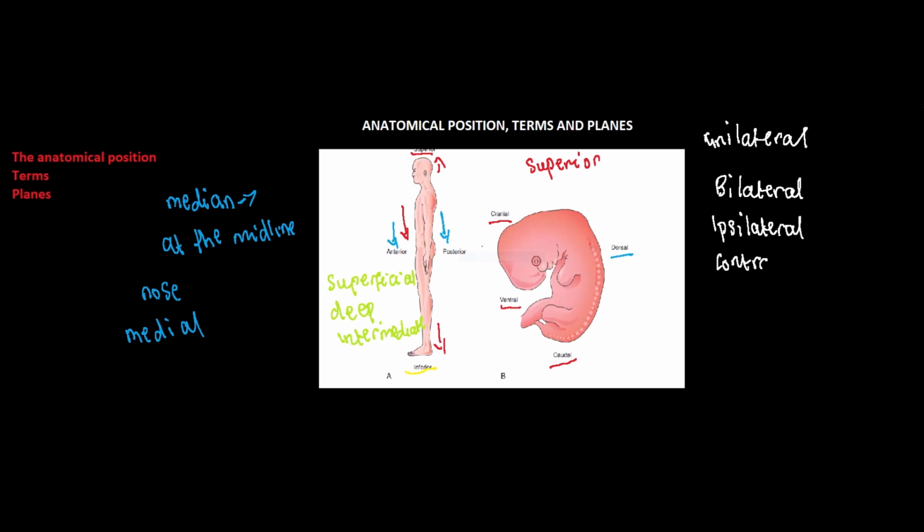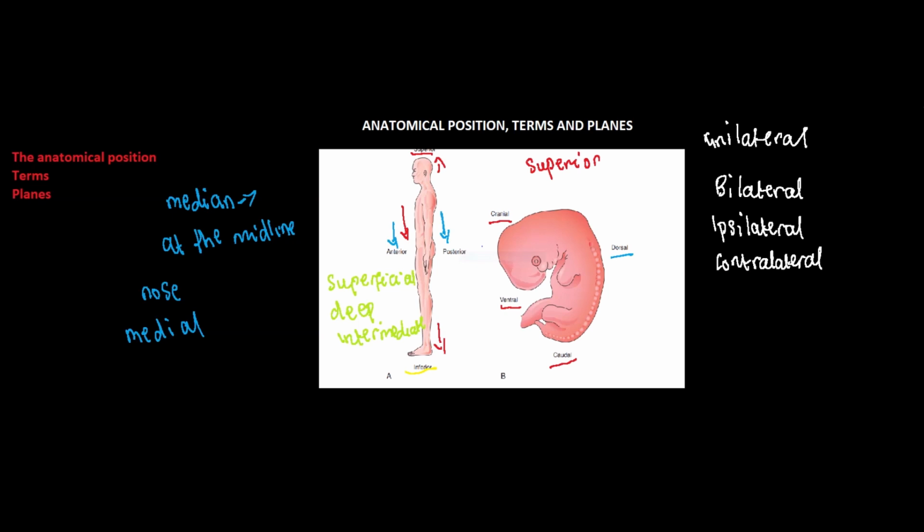So the next term we'll be considering is contralateral. Now, contralateral means located on opposite sides of the body. For example, the right arm and the left leg are contralateral because we have the right arm on the right side of the body and the left leg on the left side of the body. So these are the anatomical terms that we'll be considering for this video.